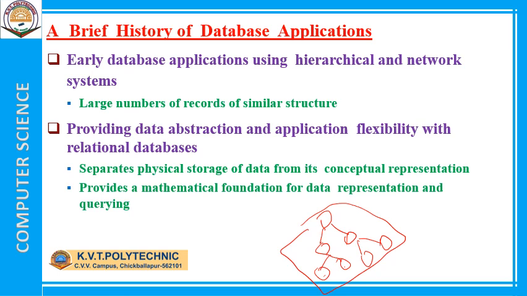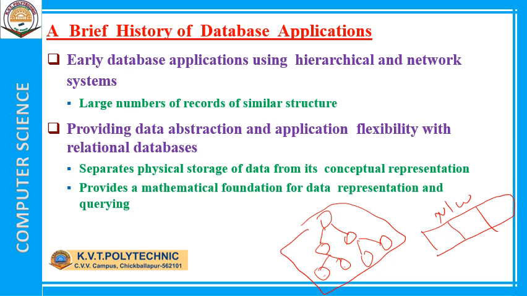In the network systems, the data is stored in the form of records. Records are a collection of fields. The data is stored in the form of records in the case of network systems. In the hierarchical system, the data is stored in a tree-like structure.